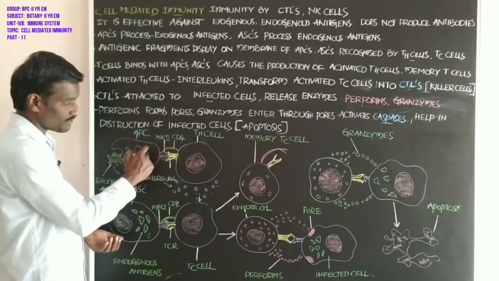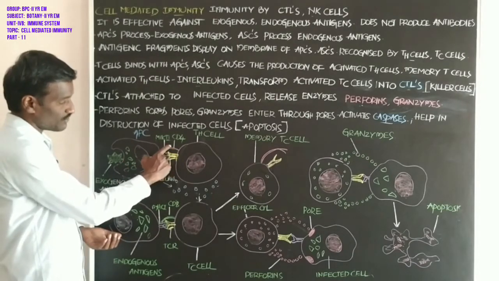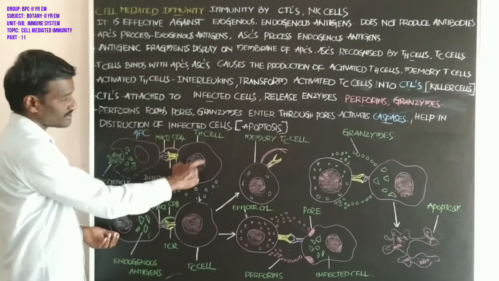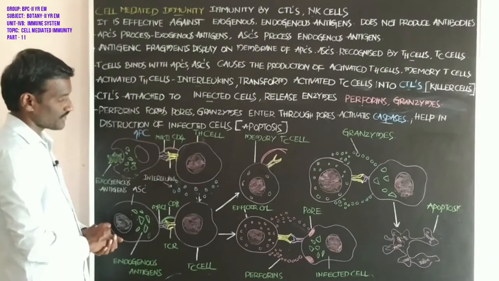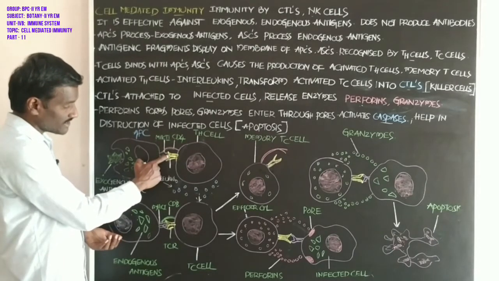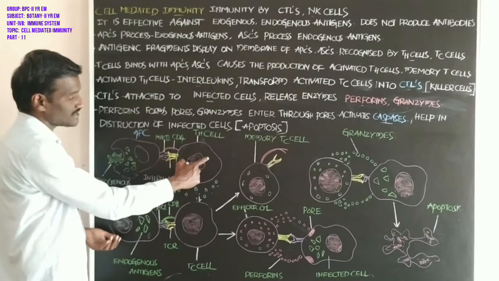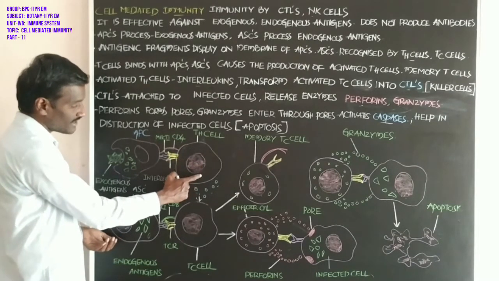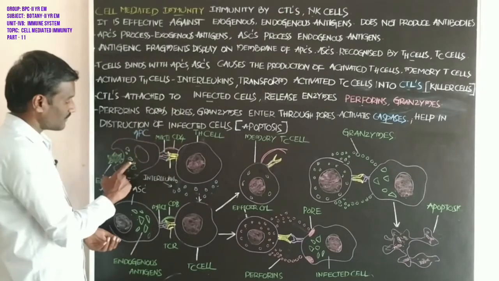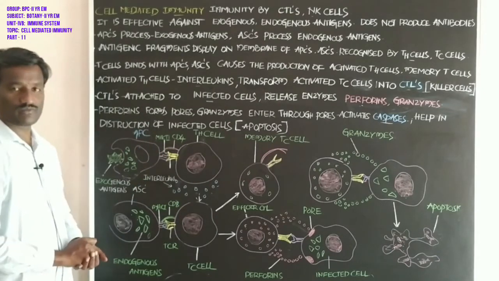The T helper cell recognizes it by the TCR, the T cell receptor. It is the T cell receptor. It is the CD4 molecule present on the surface of the T helper cell. Okay, this antigenic determinant is recognized by the T helper cell, and the T helper cell binds with the APC.